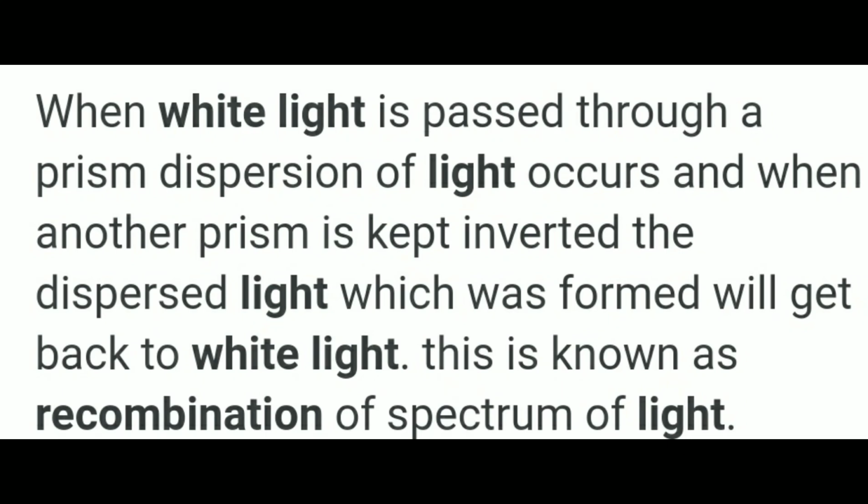So if we are asked the definition of recombination of light, we'll write that when white light is passed through a prism, dispersion of light occurs, and when another prism is kept inverted, the dispersed light which was formed will get back to white light. This is recombination of white light.